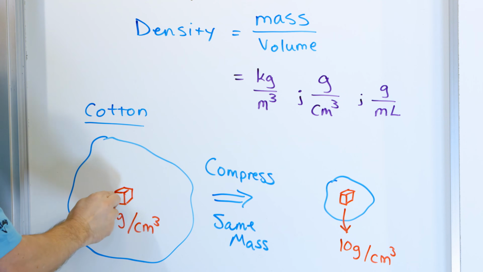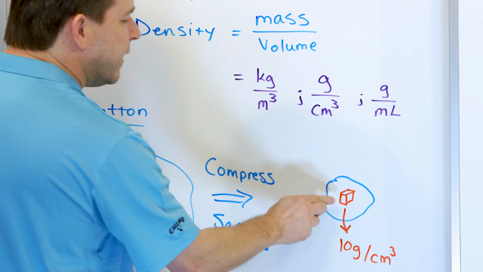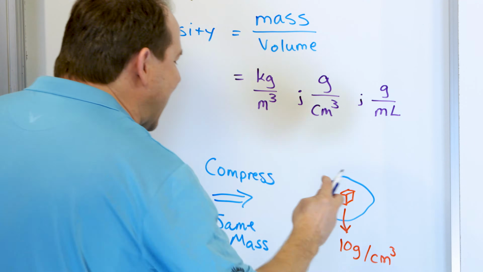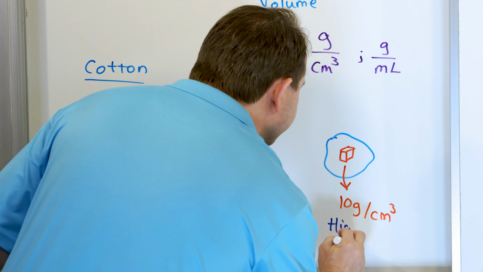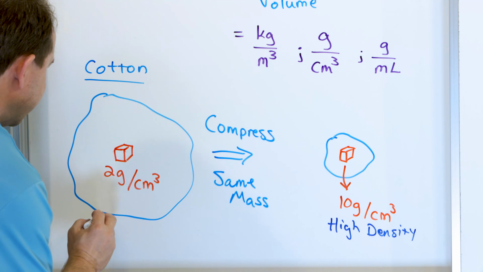So if you cut 1 cubic centimeter out of each of these things and measure the mass, then of course you have a higher mass for the same cubic centimeter. We say that this is a higher density, and we say that this one is a lower density.